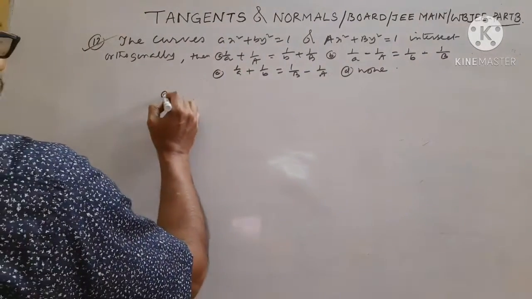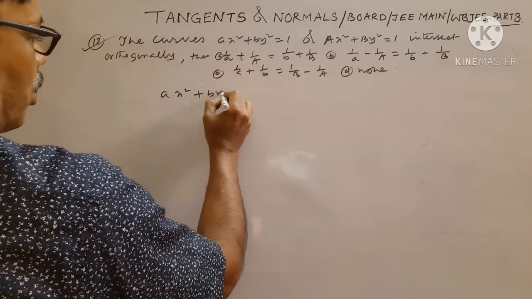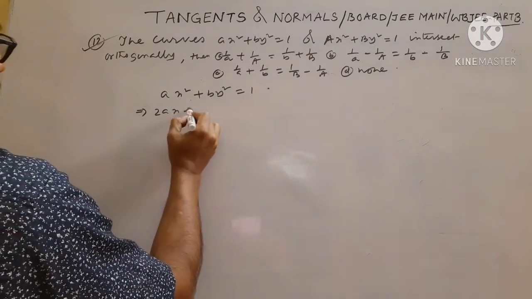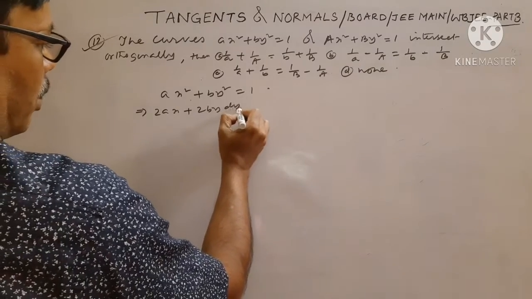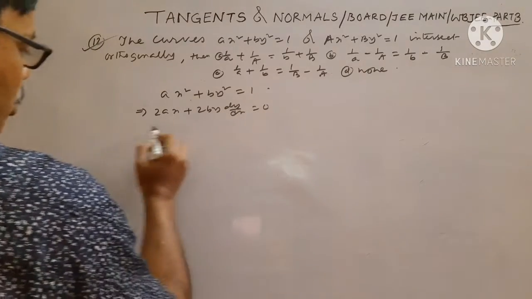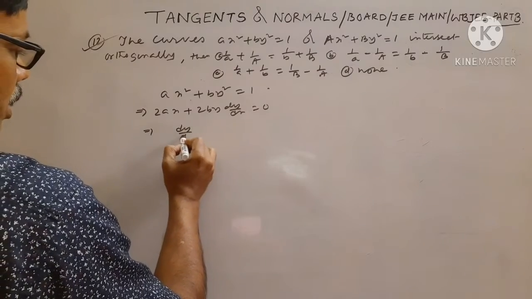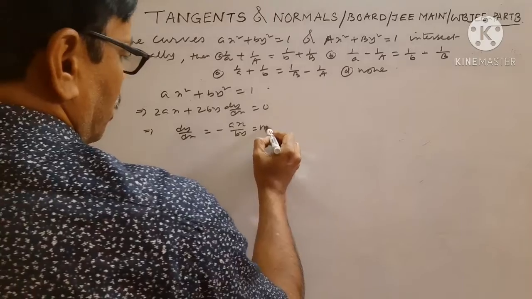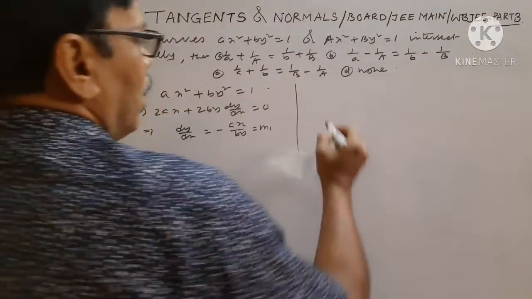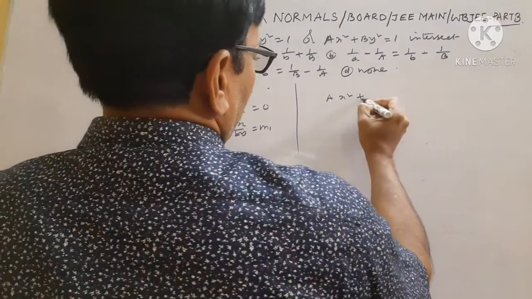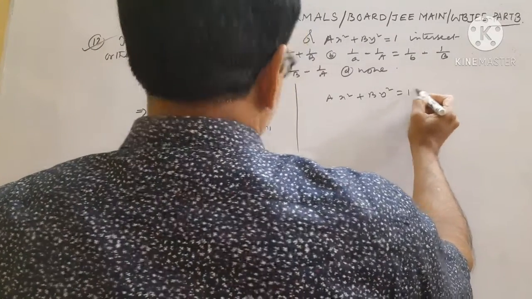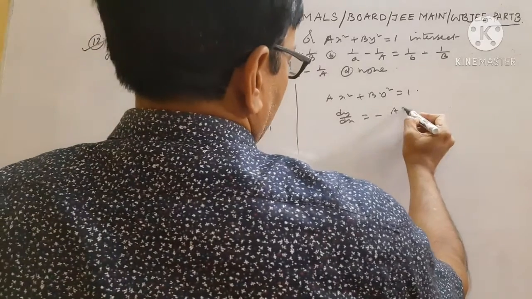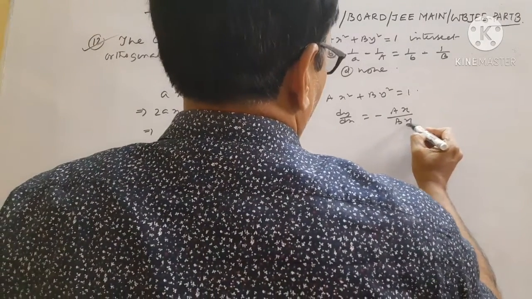So ax square plus by square equals 1. Differentiating, 2ax plus 2by dy by dx equals 0. So dy by dx equals minus ax by by. So this is the slope. Now similarly for the second one, it is exactly the same. So dy by dx equals minus capital A x by capital B y.